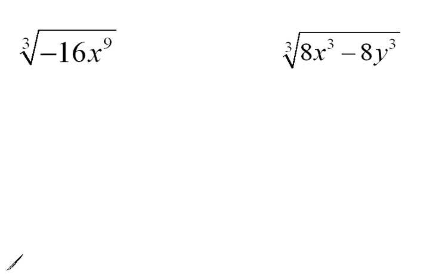Okay, we're still simplifying radicals. And this time, I wanted to do this one because of this negative underneath the radical. I wanted to make sure and go over that and talk about what's going on there. So here we have the cube root of negative 16 x to the ninth.